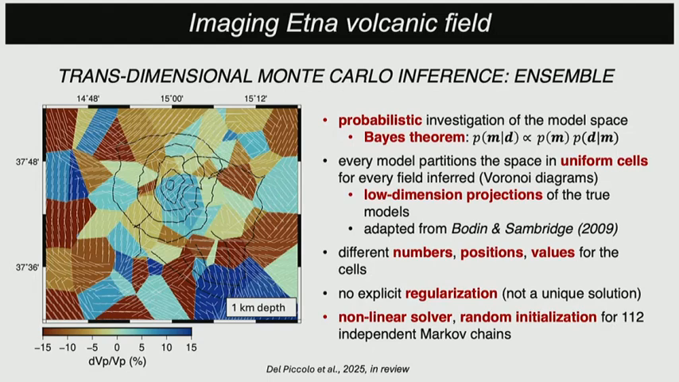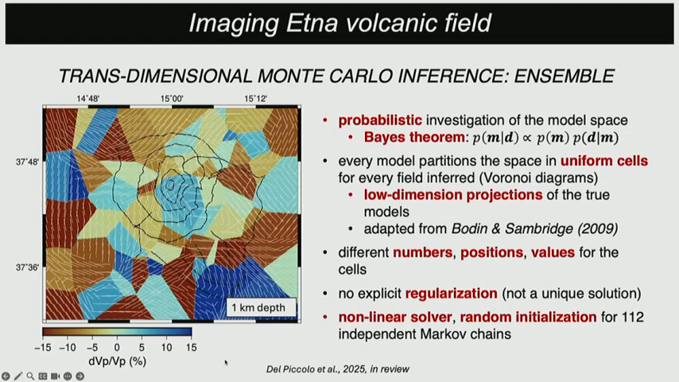And at each iteration, the model does one of a few things. You can move the position of the nuclei of one cell. You can change the elastic properties of the cell, so anisotropy or the isotropic anomaly, or you can add or remove one of the Voronoi cells. So you are changing the dimension of your model. That's why this is called transdimensional Monte Carlo inference.